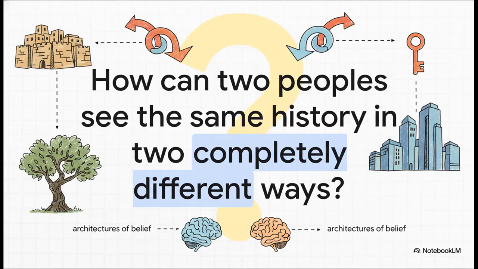And that really is the fundamental question, isn't it? I mean, how can two groups of people look at the exact same history, the same piece of land, and walk away with two completely incompatible truths? How is that even possible?